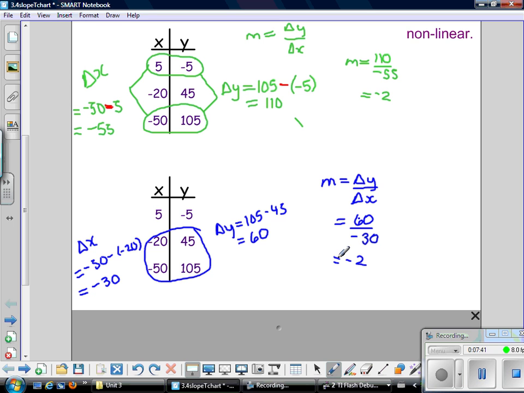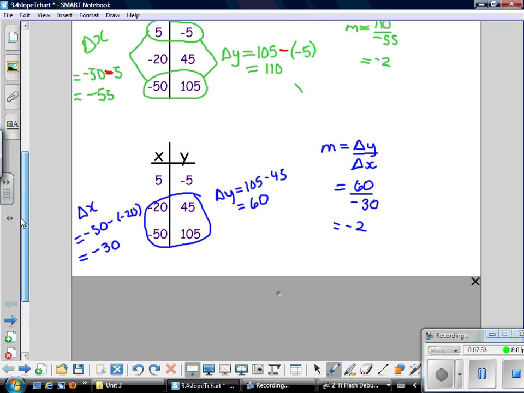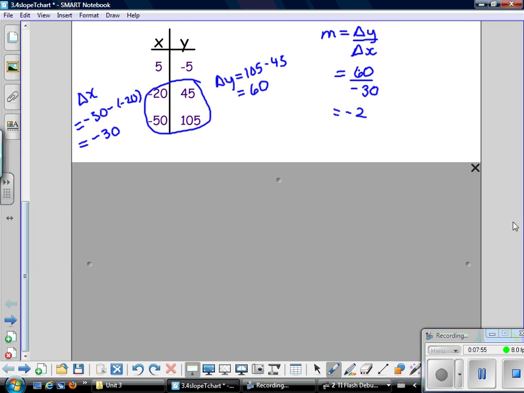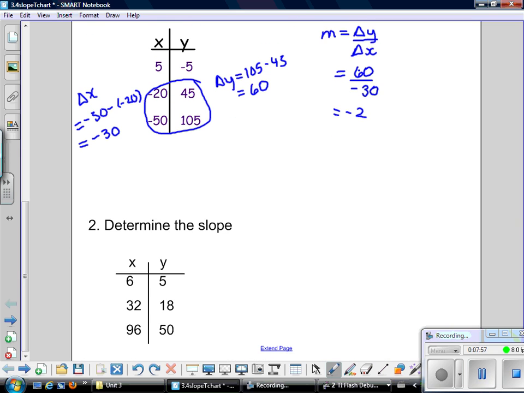So what that shows you is you can choose the numbers in a table of values that are easier to work with. And what I find easier and what you find easier might be different, and that's fine. So let's take a look at another example, and we'll just go through it a little bit faster now.